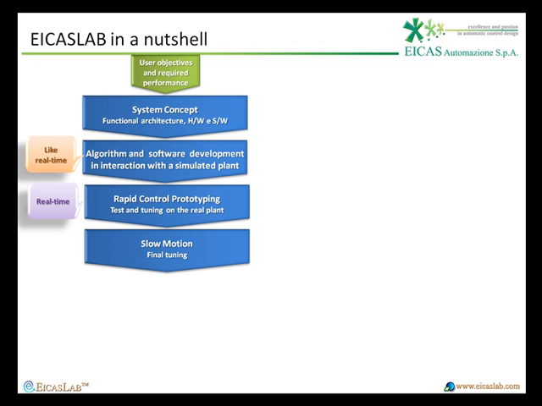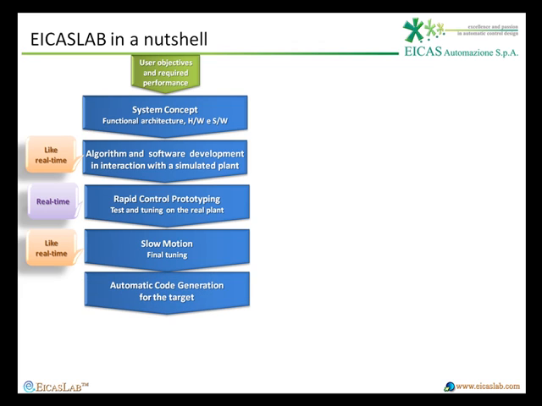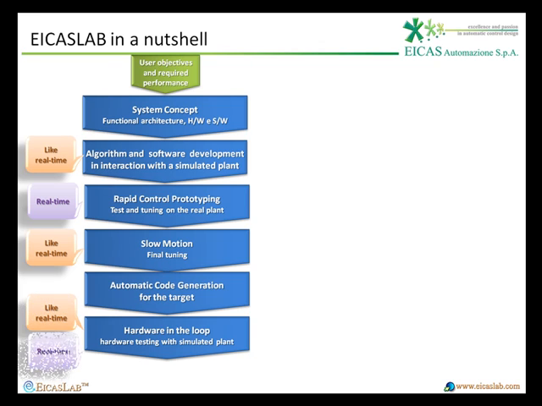Specifically, the data recorded on field allow to perform the offline repetition of the trial in slow motion, acting like a sort of moviola. Then, you can move to the automatic generation and export of code for the final target, enabling the hardware-in-the-loop test, in which the control runs on the final target, in like real-time or real-time, in interaction with the simulated plant, and then moving to the final validation test, in which the plant is piloted in real time by the final target.